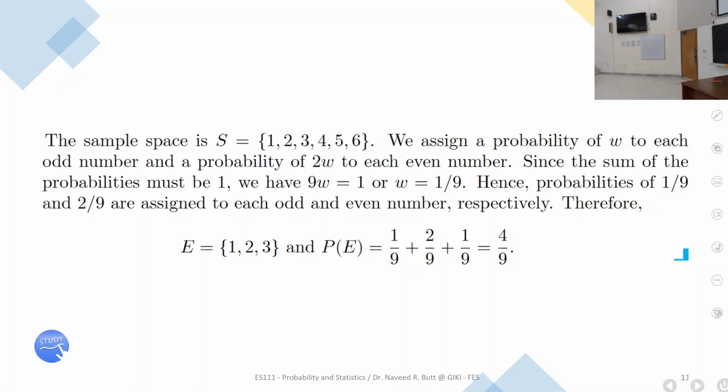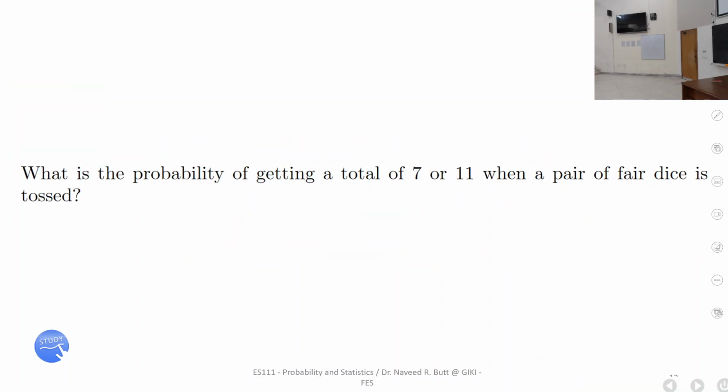For example, here is a question. Understood? What is the probability of getting a total of 7 or 11 when a pair of fair dice is tossed?